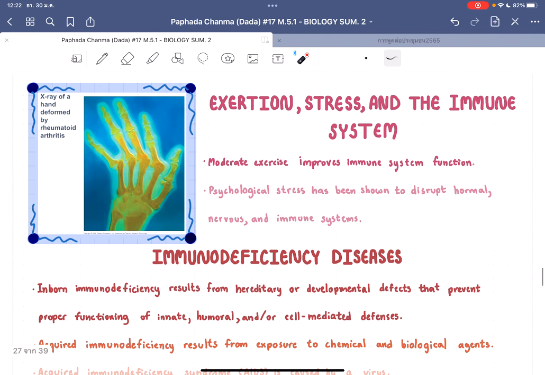Exertion, stress, and the immune system. Moderate exercise improves immune system function. Psychological stress has been shown to disrupt hormones, nerves, and the immune system.